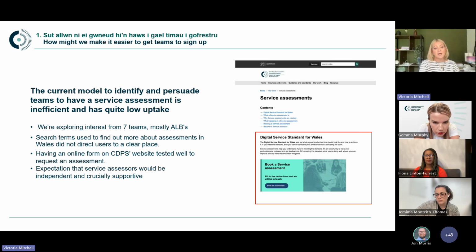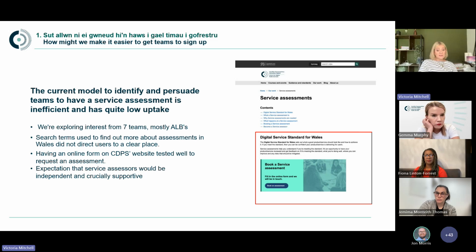So number 1, how might we make it easier to get teams to sign up? I said that the current model is high effort and has fairly low uptake, although we're currently in contact with 7 teams to possibly do a service assessment with them, and we think that we can get 2 of those done by the end of this year. But the current approach relies quite heavily on senior leaders to identify and persuade teams to participate, and that's just not scalable. So thinking ahead to an all-Wales offer, it just couldn't be scaled.